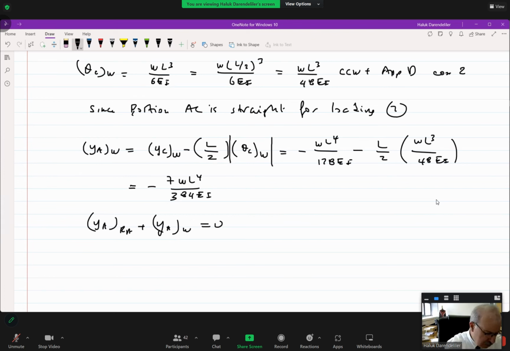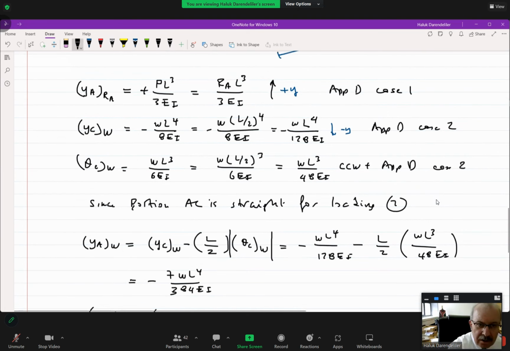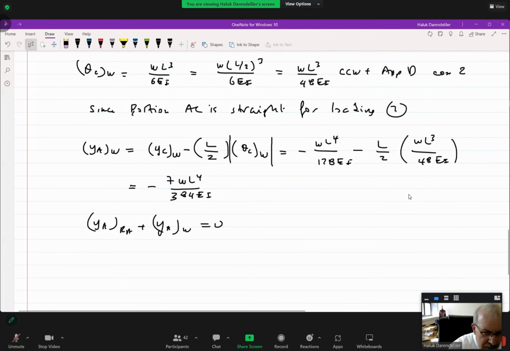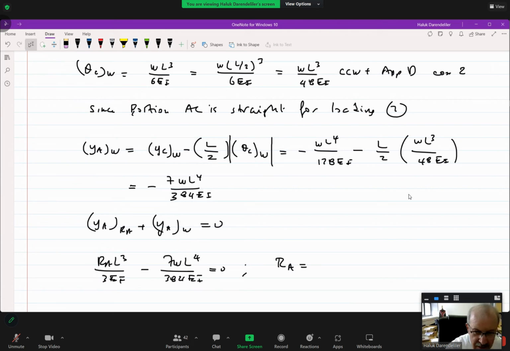What are those? Okay, we found this as, şu şeye bakın arkadaşlar. Look at this term. So we have RA L cubed over 3EI minus 7WL to power 4 over 384 EI equals to 0. Now from here, the reaction at RA comes out as 7WL over 128.